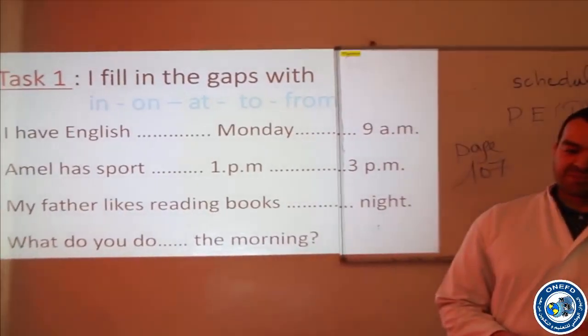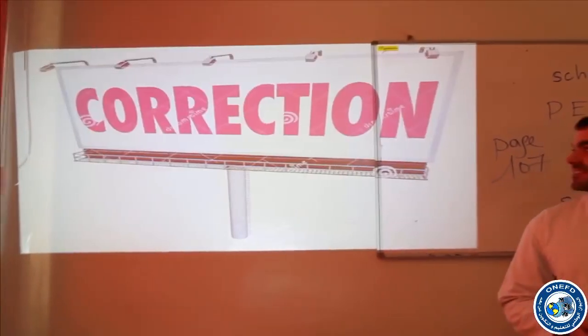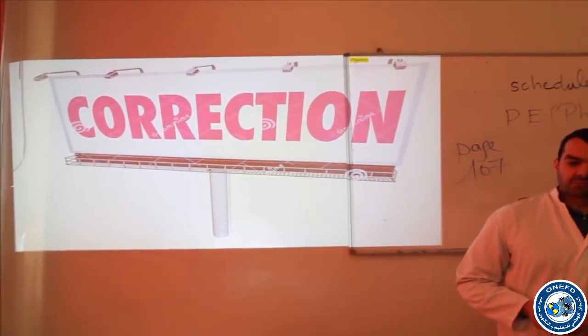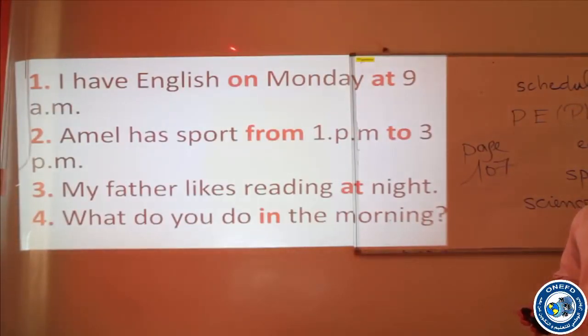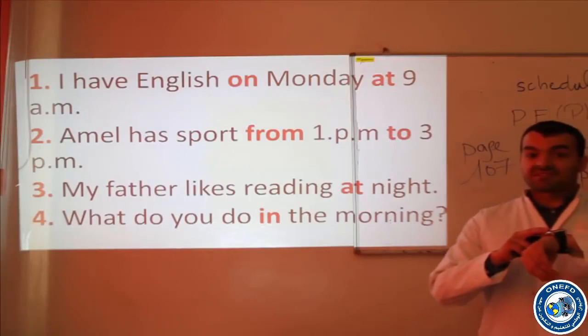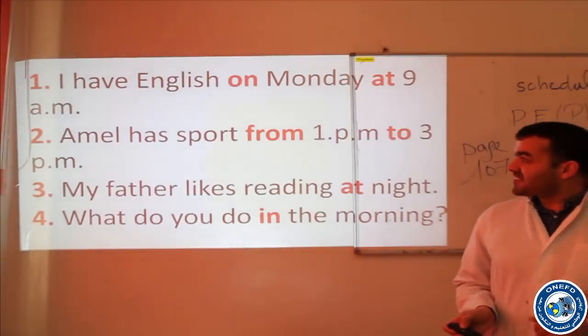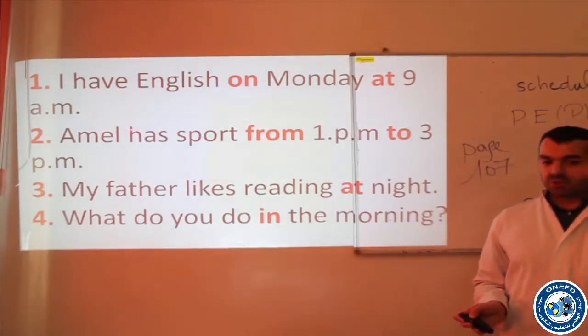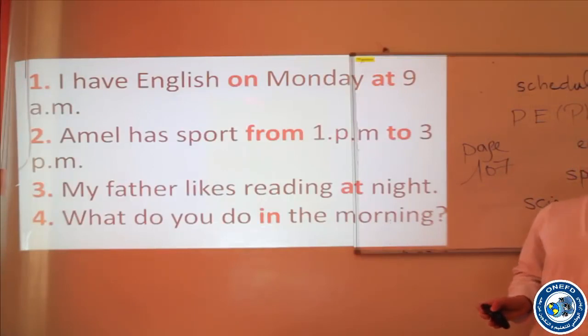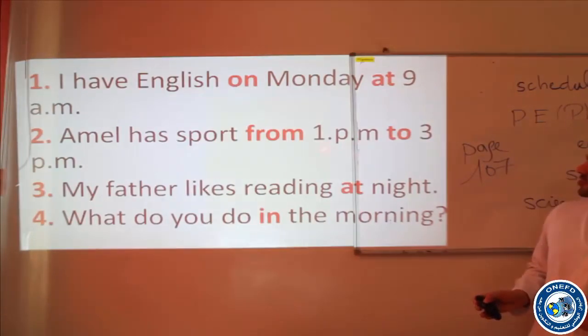Time is up. So let's correct together. First sentence. I have English on Monday at 9 a.m. Use on with days of the week, and at with time. Second sentence. Emel has sport from 1 p.m. to 3 p.m.